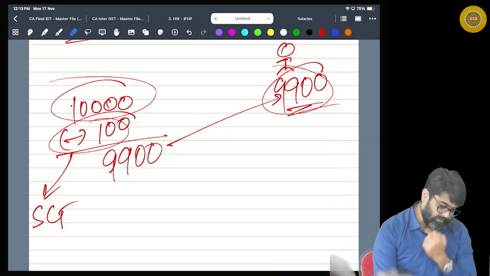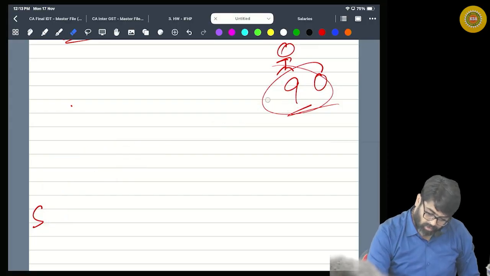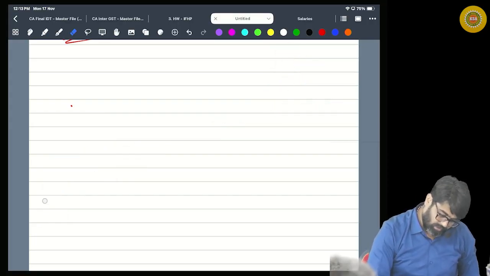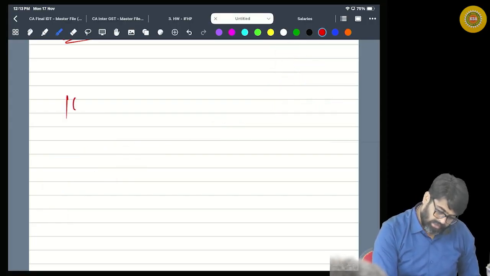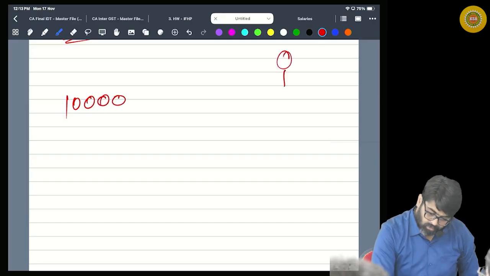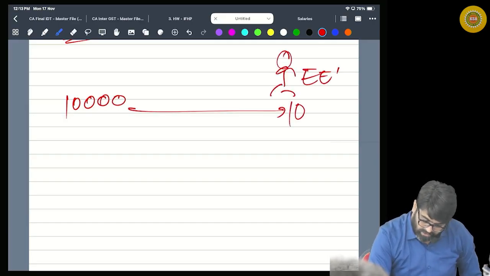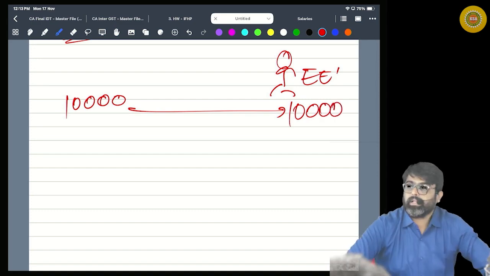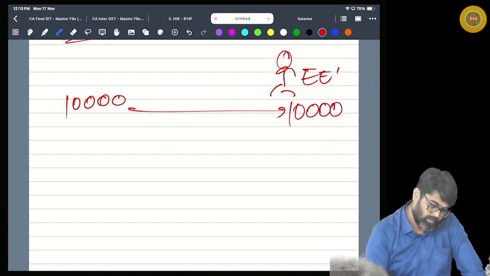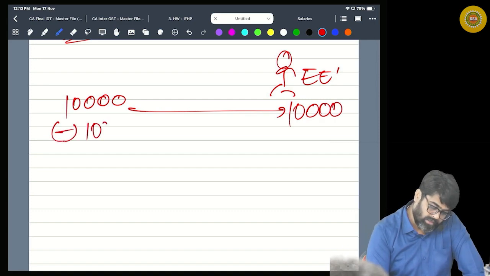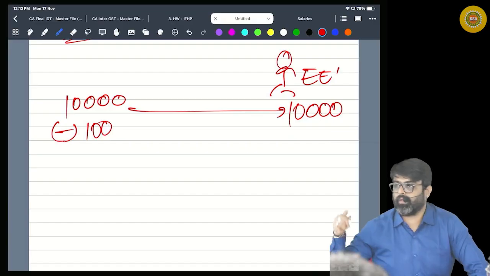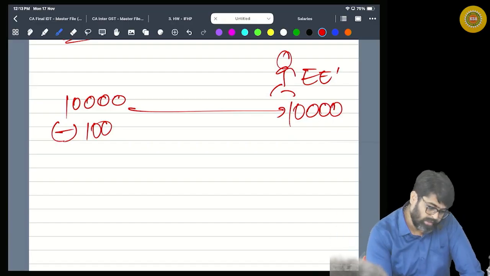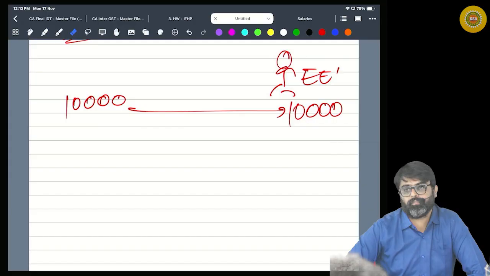Now pay attention. Now what will happen? Your employer, what is he doing? 10,000 was your salary. This is the employee. Yes or no? So 10,000 entirely given to you. He would have deducted 100 out of your salary and given you 9,900. Did he deduct 100? No.